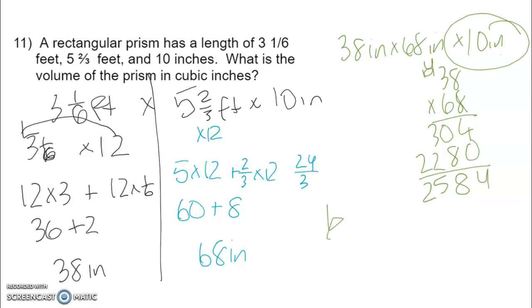Then I'm going to multiply that by 10. And when you multiply things by 10, you just add a 0 to the end of that. So this is going to be 25,840 inches cubed is going to be that volume.